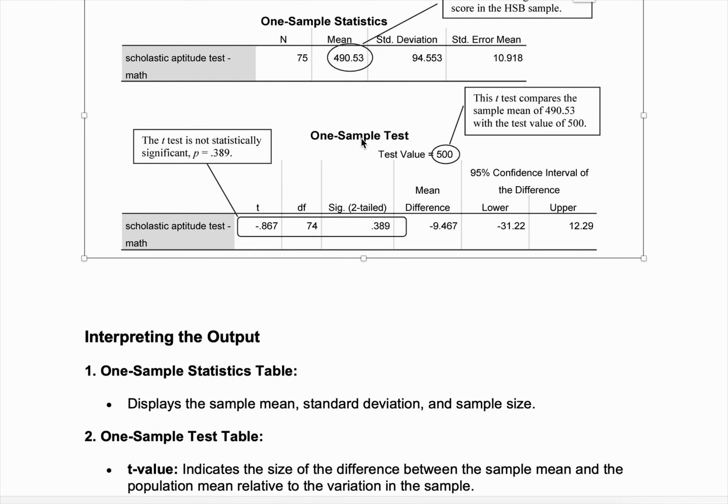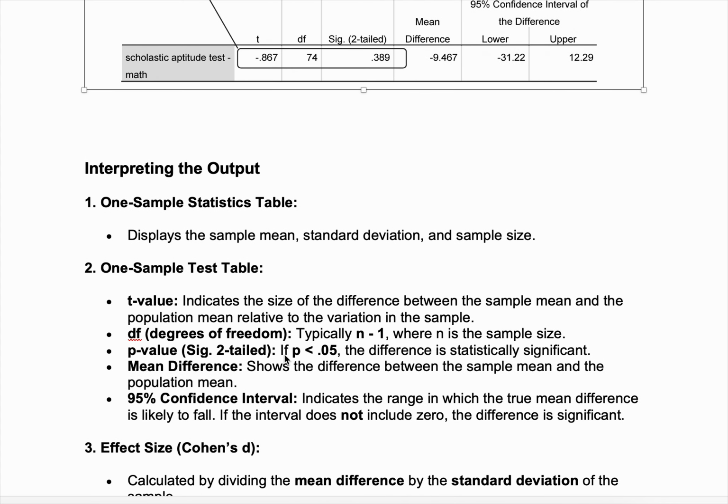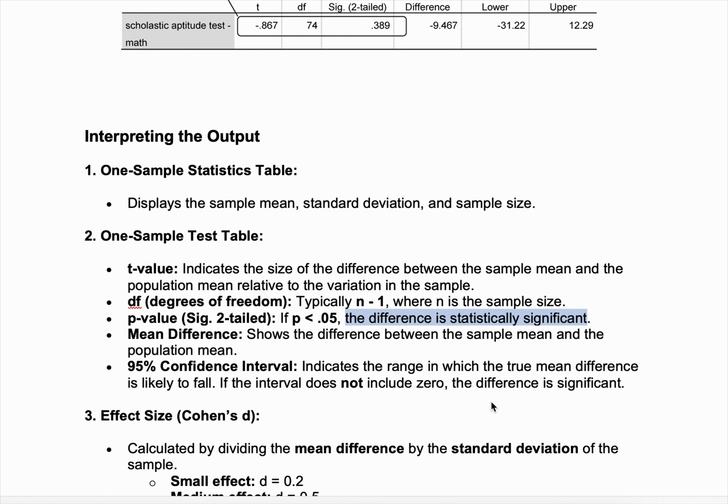Then you have your one sample test here. And when you're looking at this one sample test, the first thing you want to look at is this Sig. 2-tailed, and you want to compare it to 0.05. So if your p-value is less than 0.05, the difference is statistically significant. If it is greater than 0.05, it is not a statistically significant difference.